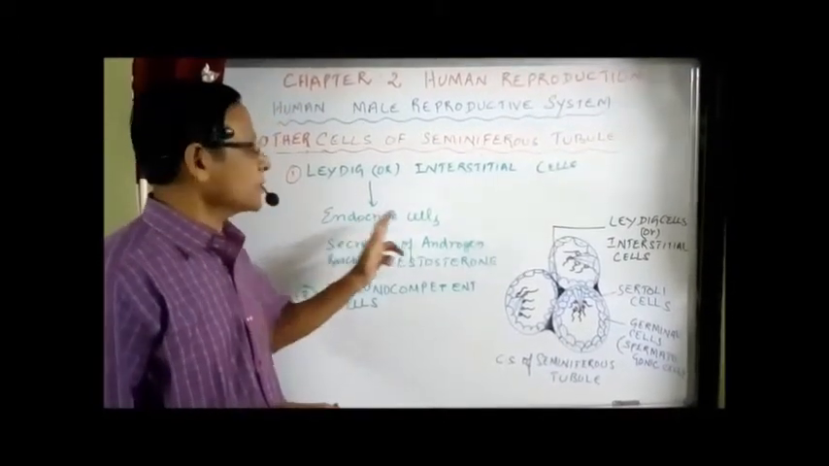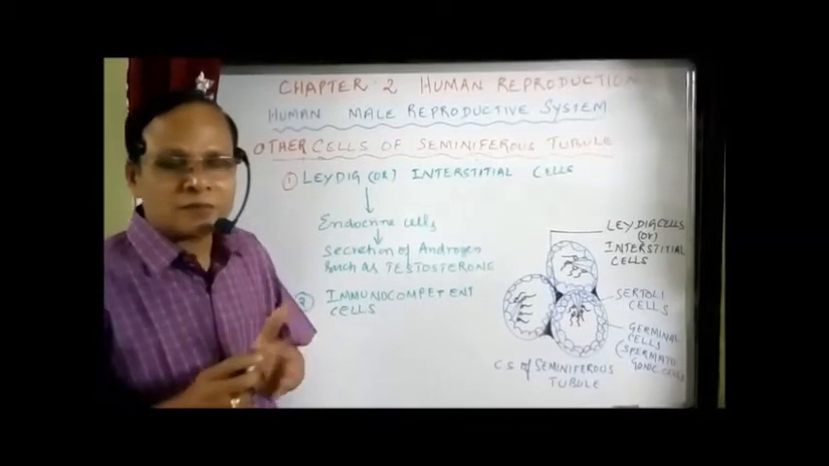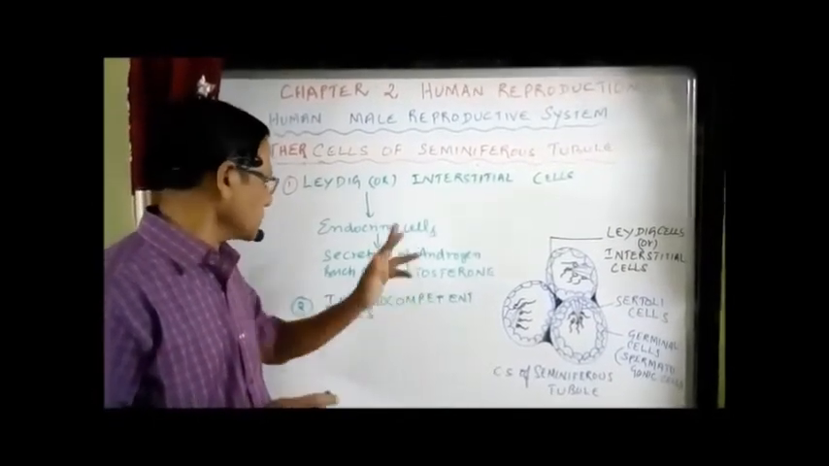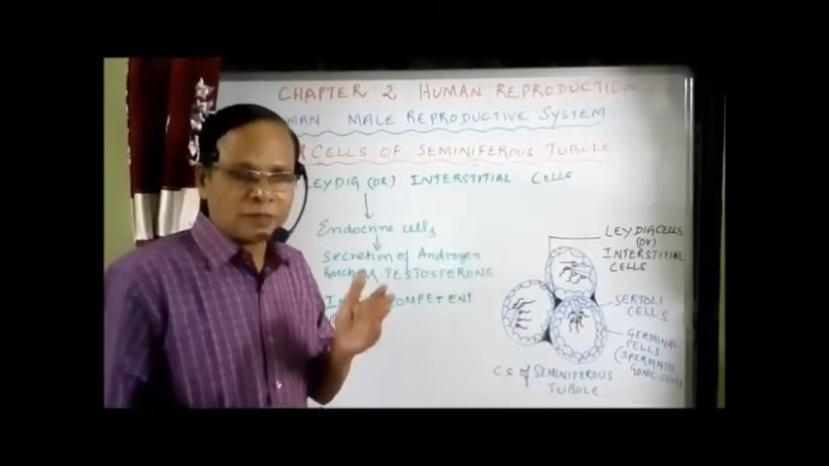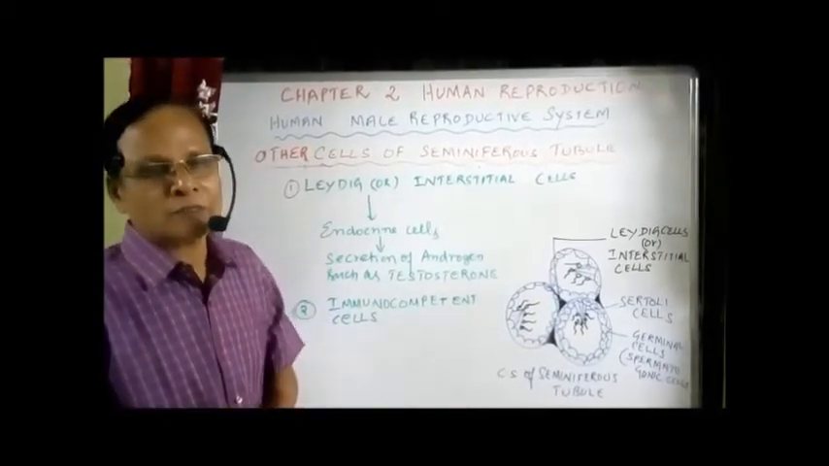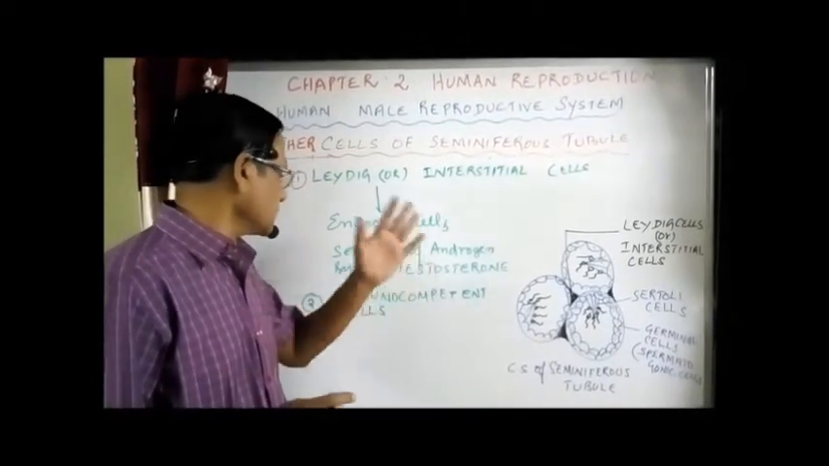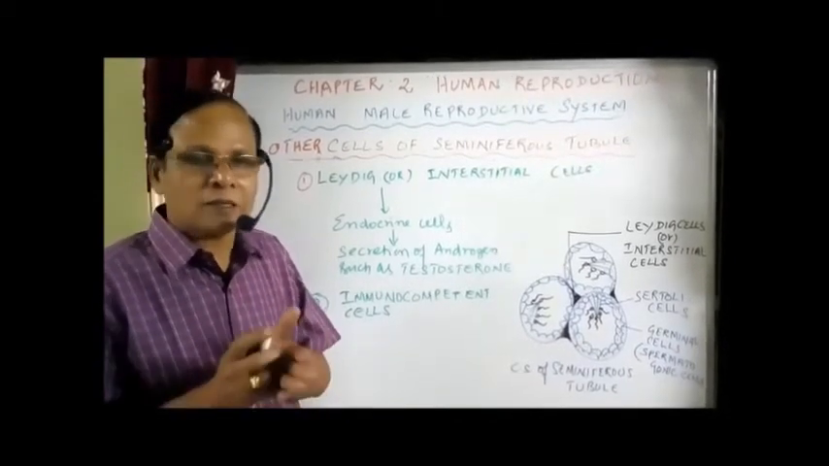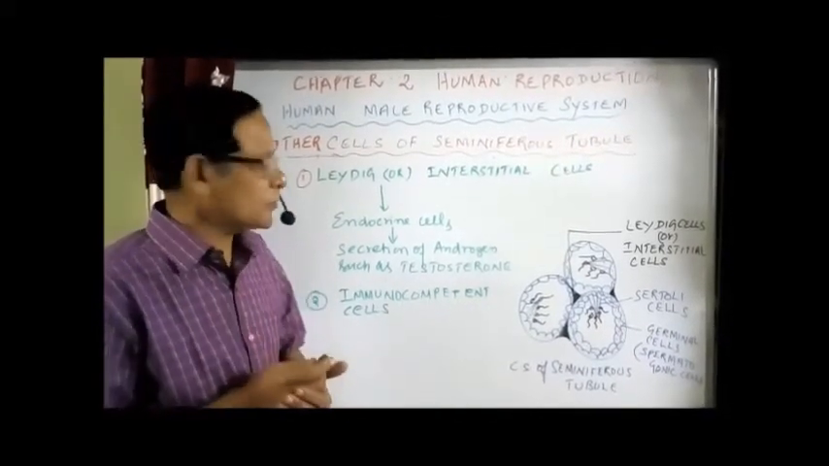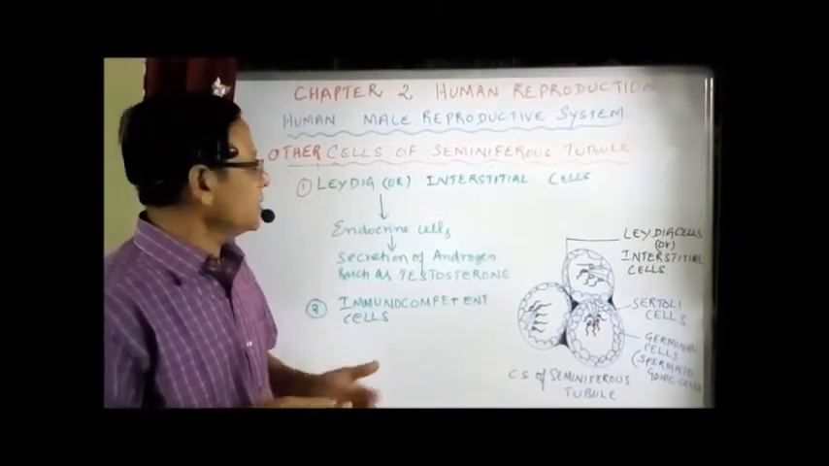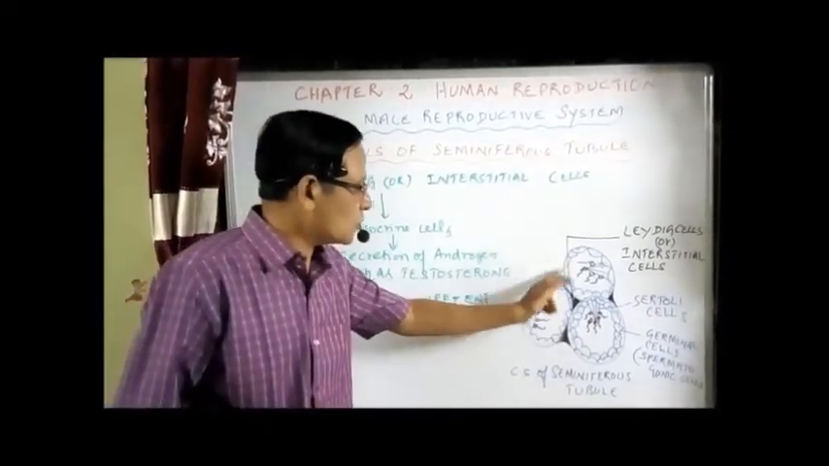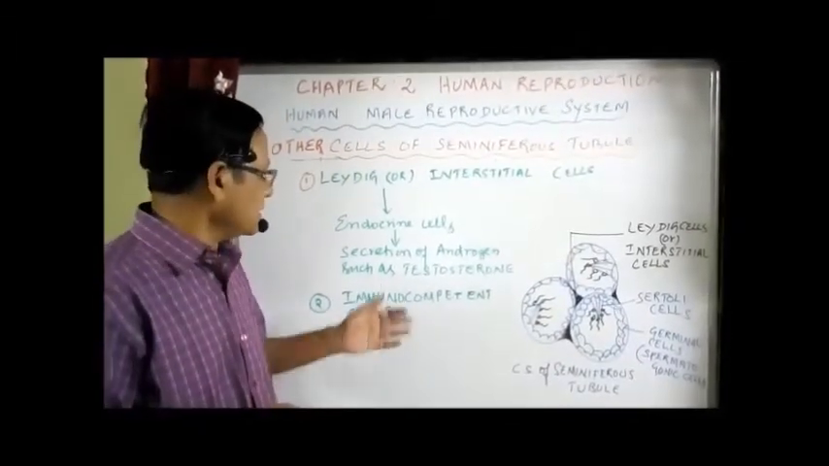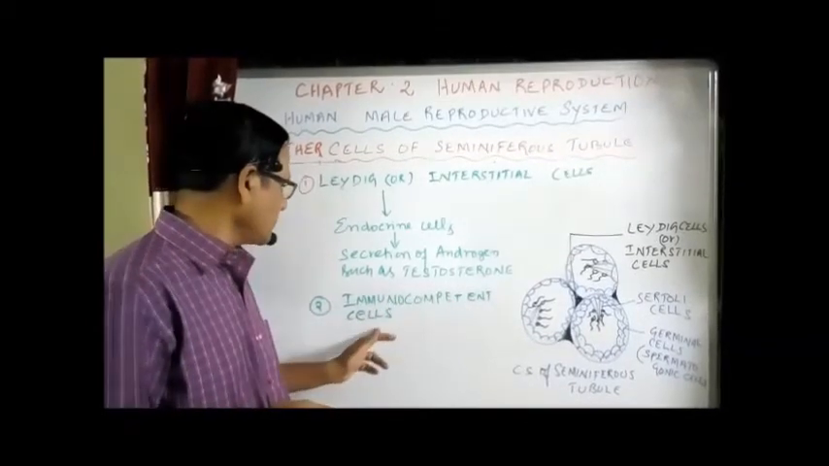These cells are endocrine cells because they are concerned with the secretion of a male sex hormone, androgen, particularly testosterone. Okay, it is responsible for the development of secondary sexual characters, also for the maturation of seminiferous tubules, etc. In addition to that, the black color ones between the seminiferous tubules are the Leydig cells or interstitial cells. Then other cells, we have immunocompetent cells.